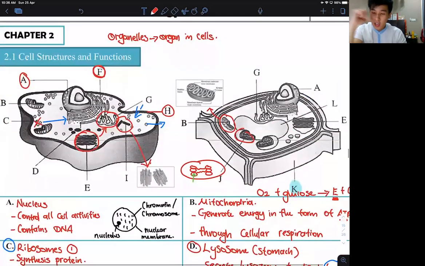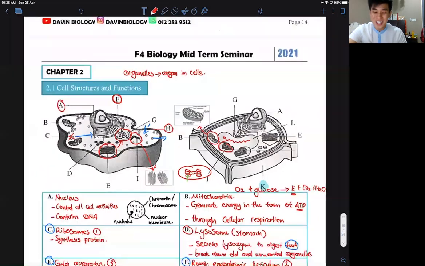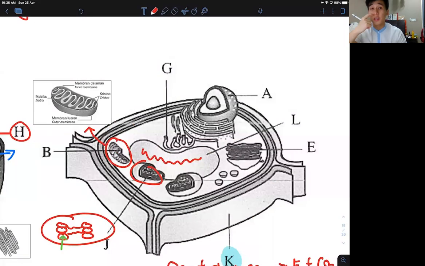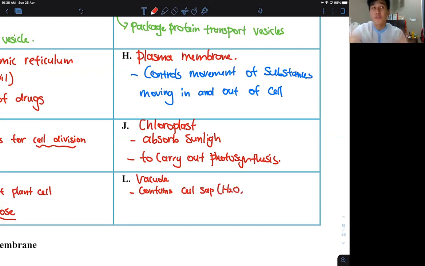L, last one already. L is also something we learned since the last time, this big round thing inside the plant cell. Animal cell also got, in form 4 you learn, right? Animal cell actually also got vacuole, some animal cells, but they are much smaller. In plants, they are big. So what does the vacuole do? It basically contains cell sap, which is mainly water, of course. And you have certain dissolved minerals inside, like salt and maybe glucose inside. But mainly it's water, lah, of course.